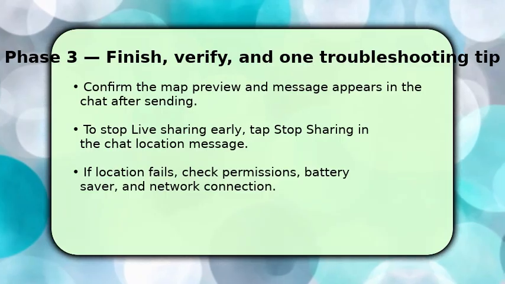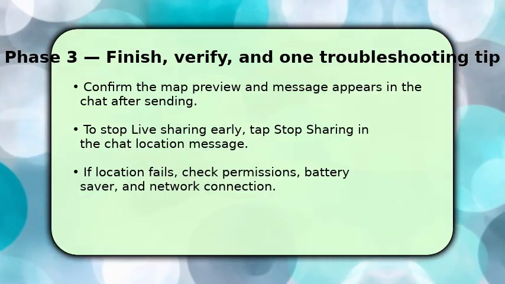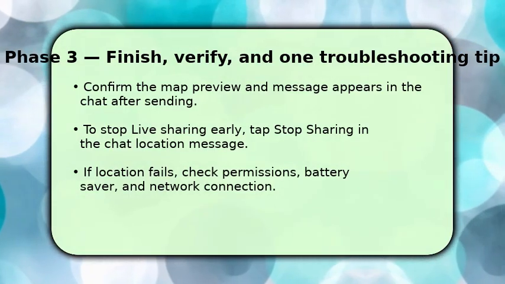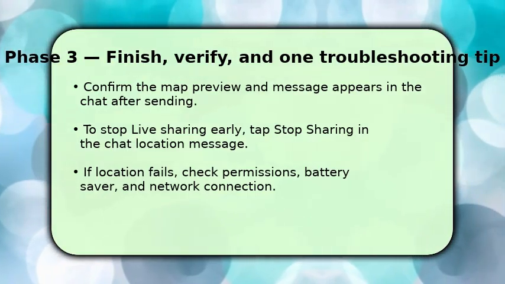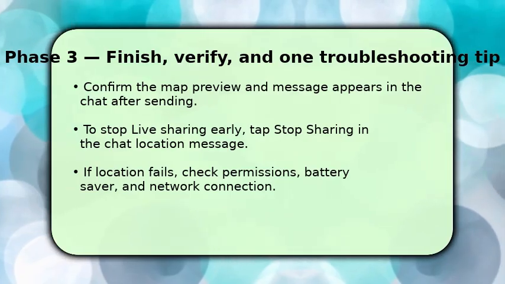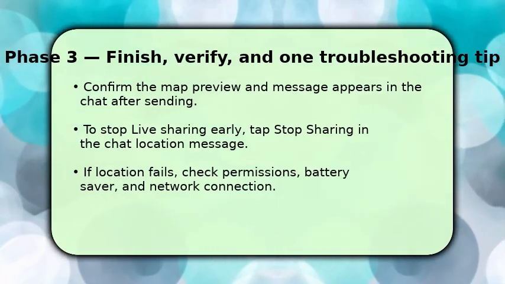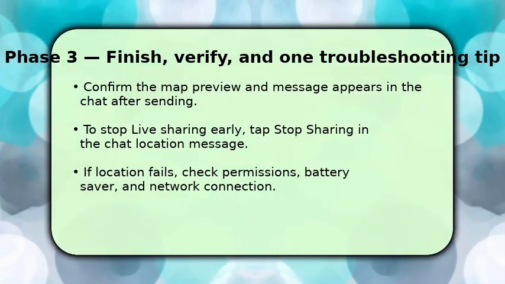If something goes wrong, check app location permission, disable battery saver that restricts background location, and confirm a stable network. These steps fix most issues because the app needs permission, background access, and connectivity to keep sharing accurately.